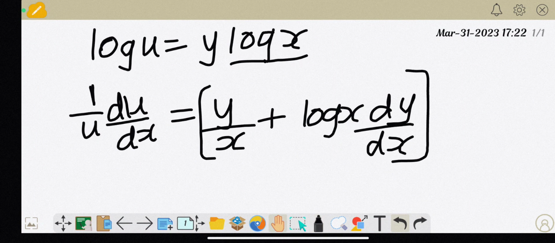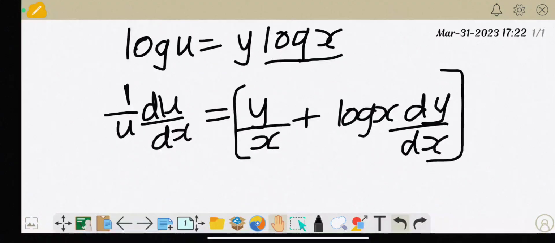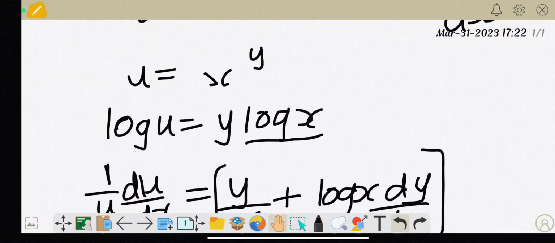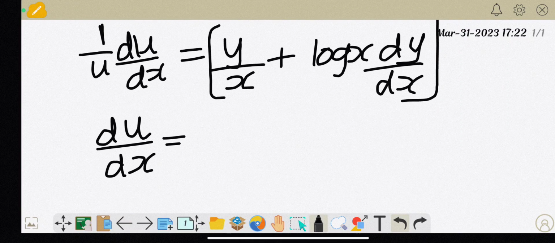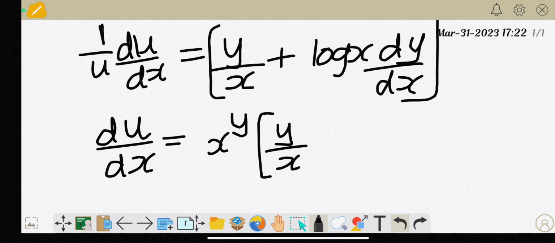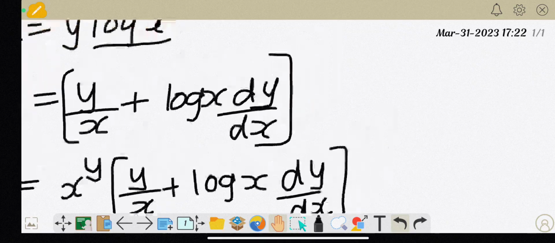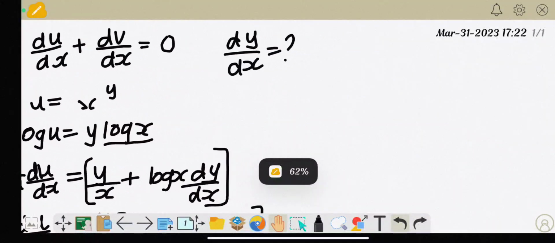Then next step what you can do, you send it to this side. So du by dx is u, x to the power y, into y by x plus log x dy by dx. Okay, similarly solve for dv by dx.